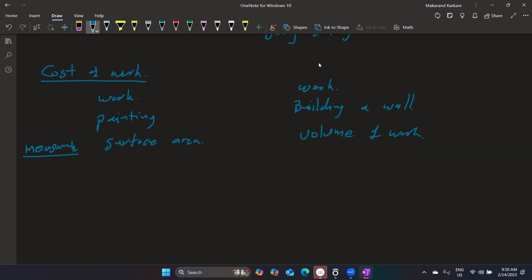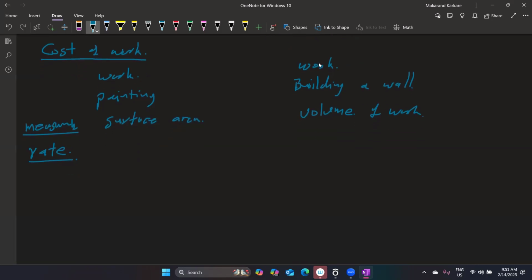And there would always be some rate given. What do we mean by rate? For example, if I want to build a wall, the wall is going to cost me 100 rupees a cubic meter. Or if I'm painting the surface area, the rate is going to be so many rupees per square foot or per square meter.